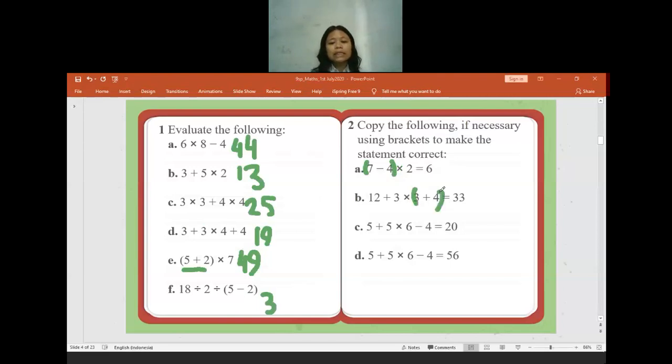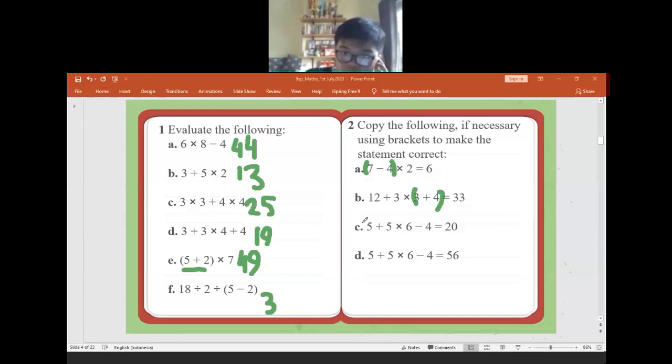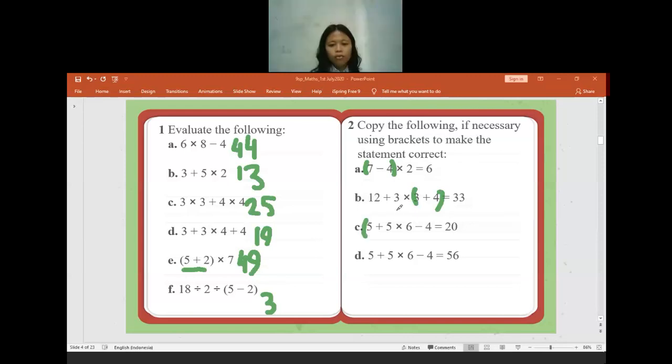Okay, for question C, where do I have to put bracket? 5 plus 5 and 6 minus 4. Okay. Two pairs of brackets. Yes, okay, 2 pairs of brackets. Okay. Is there anyone get confused?